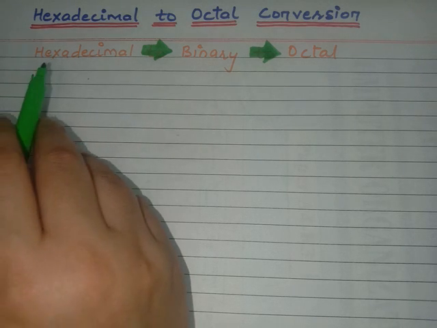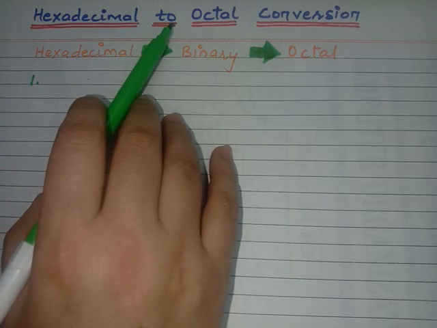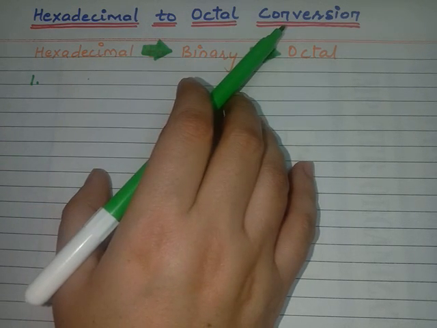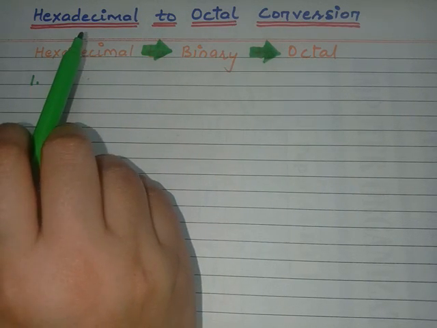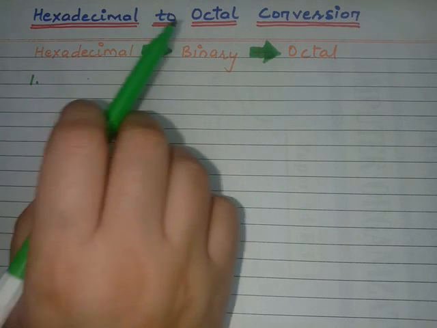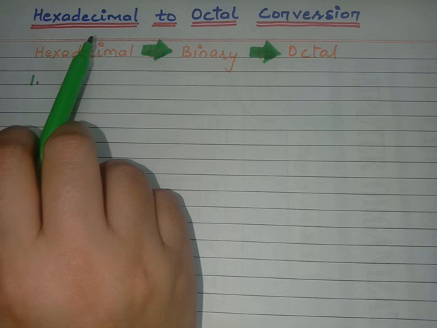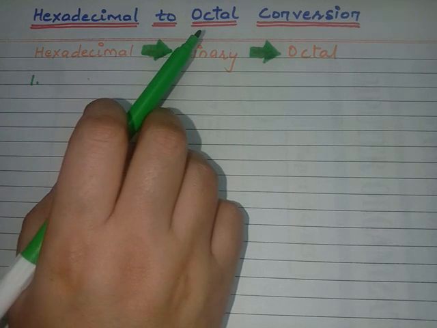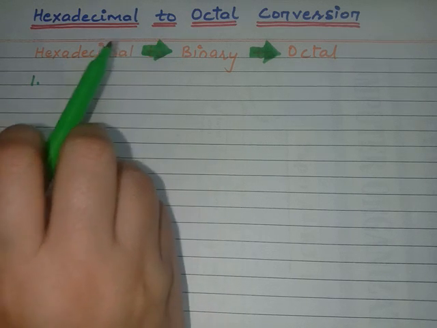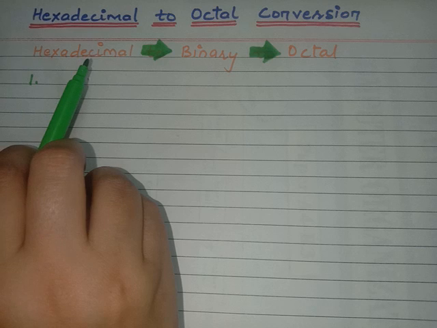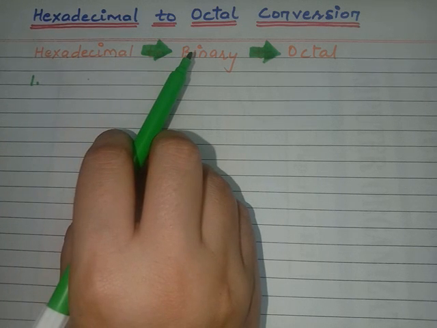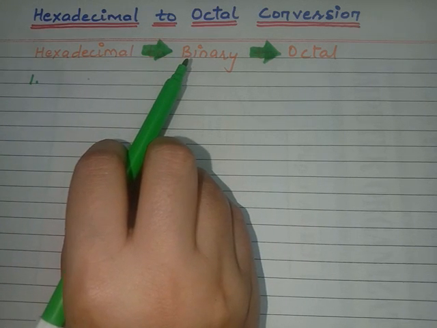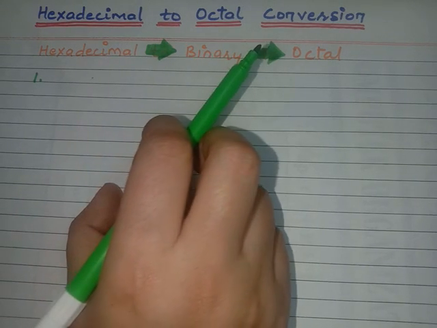Our today's topic is hexadecimal to octal conversions. Today we will be converting any hexadecimal number into the octal, but there is actually no direct method to convert a hexadecimal number into the octal. So what we have to do is, first of all, convert the hexadecimal number into a binary number. After that, that binary number will be converted into the octal.